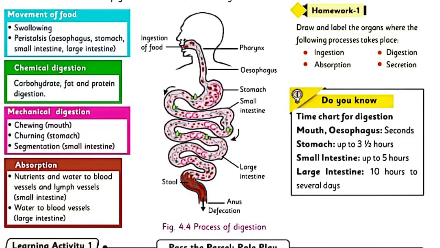Do you know? Time chart for digestion. Mouth, esophagus: seconds. Stomach: up to 3.5 hours. Small intestine: up to 5 hours. Large intestine: 10 hours to several days.